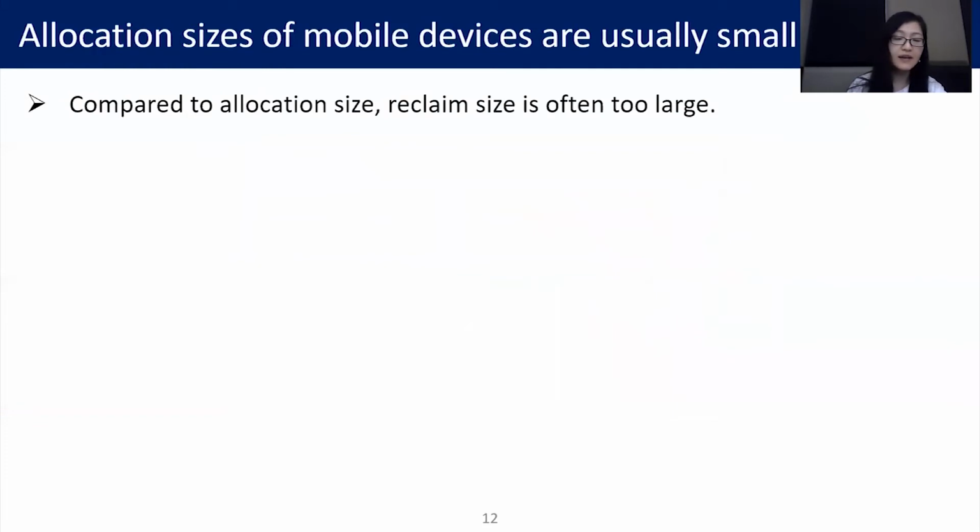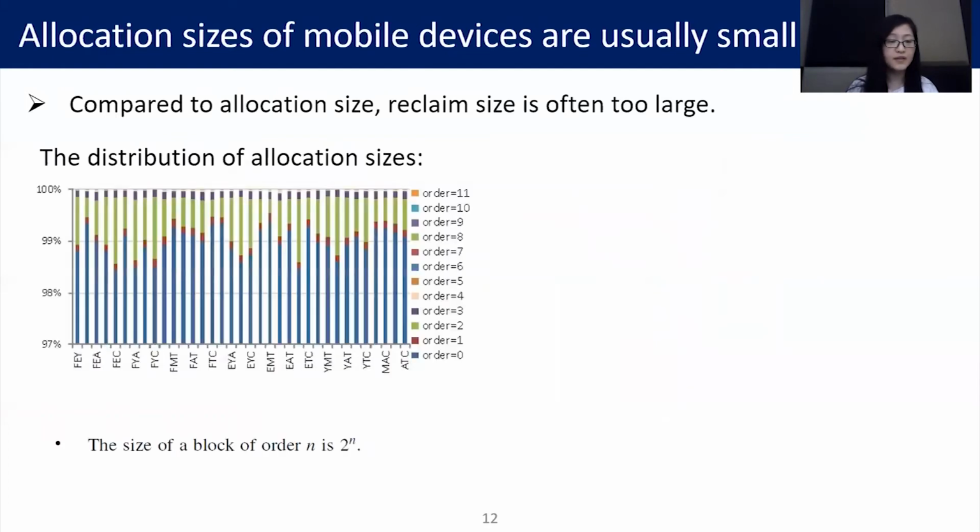Okay, let's see the characteristics of mobile devices. The first one is that the allocation size of mobile devices is usually small. Thus, compared to the allocation size, reclaim size is often too large. First, let's see the distribution of allocation size. We evaluate the size percentage when using different applications. The color represents different sizes. The size of order n is 2 to the power of n.